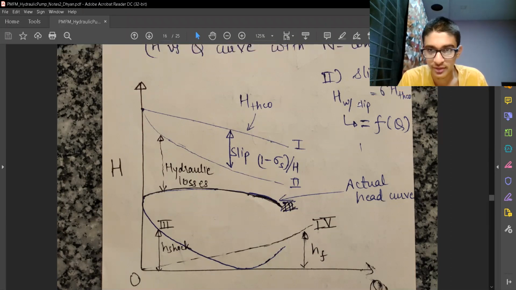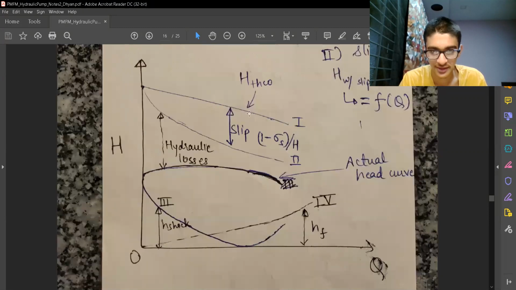So the slip is quantitatively defined by this. Head with slip will be some sigma factor, that is the slip factor, times the H theoretical. H theoretical is again a function of Q, and the slip factor is also a function of Q, because slip factor is a ratio of velocities, and velocities also depend on Q. So H with slip, that is head after we subtract the slip factor, is also a function of Q, and this is how it is in nature. It is like a quadratic decreasing function.